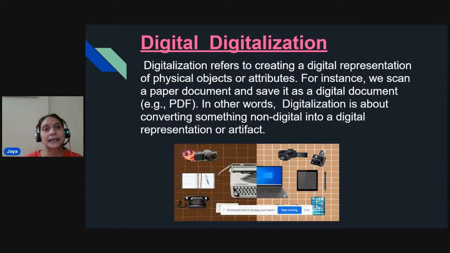Now my next slide asks: when I'm talking about digitalization or a digital tool, what is the exact meaning of digitalization? When I'm talking about digitalization, it comprises four components: technology, then data, then the process, and the last is organizational change.